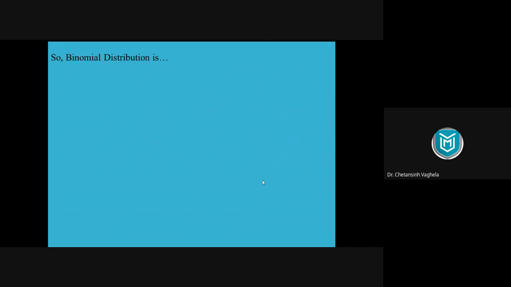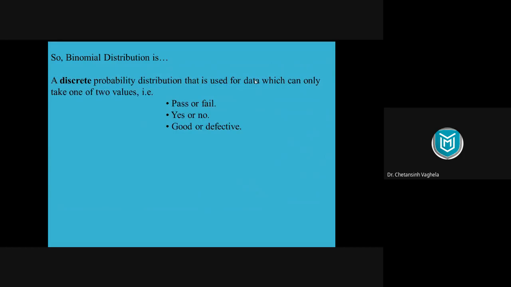Now, finally we are loaded for the binomial distribution. The prerequisites we have already discussed. The probability distribution used for data which can only take one of 2 values, only 2 values are possible, then and only then it is binomial. For example, whether we are dealing with pass or fail, yes or no, good or defective, है या नहीं है, like that. Is it? Then and only then it is binomial.